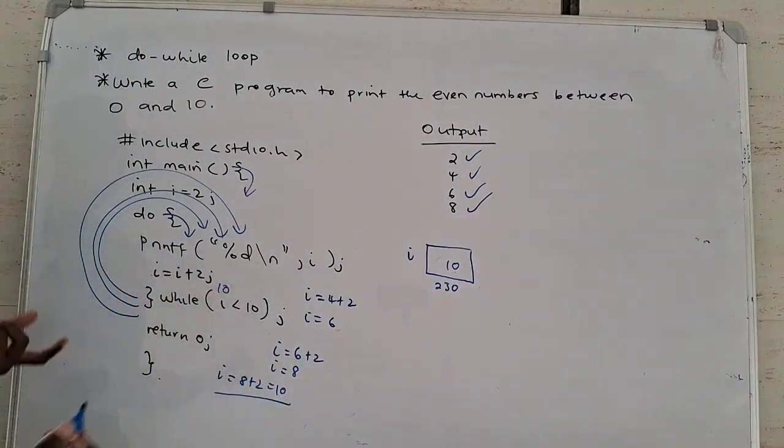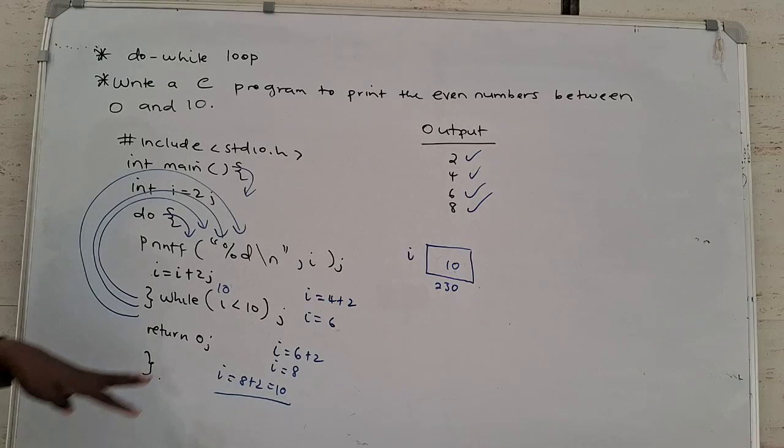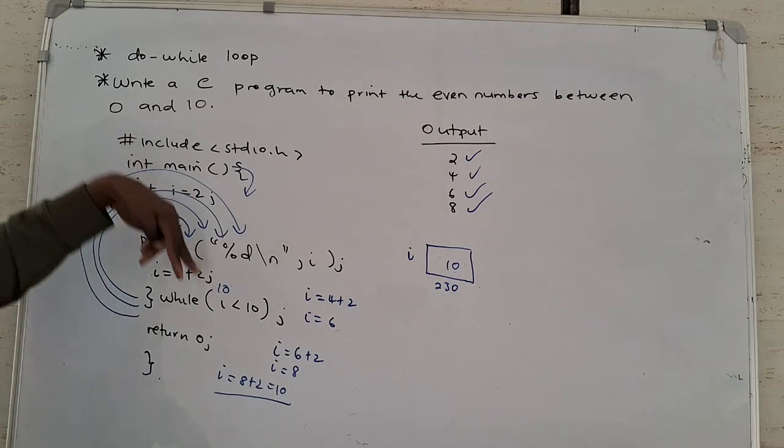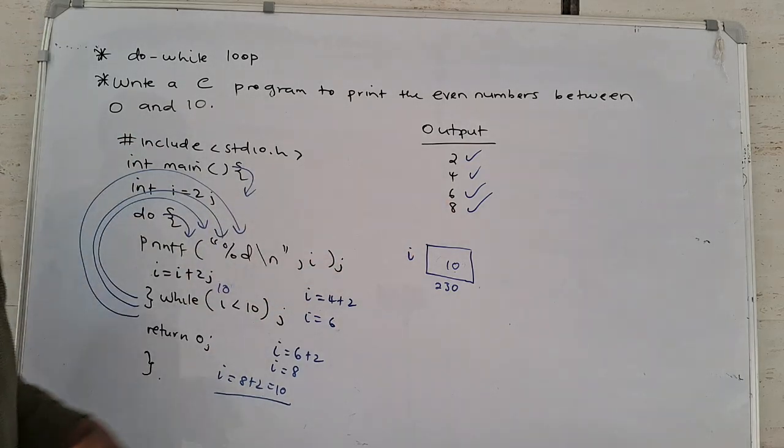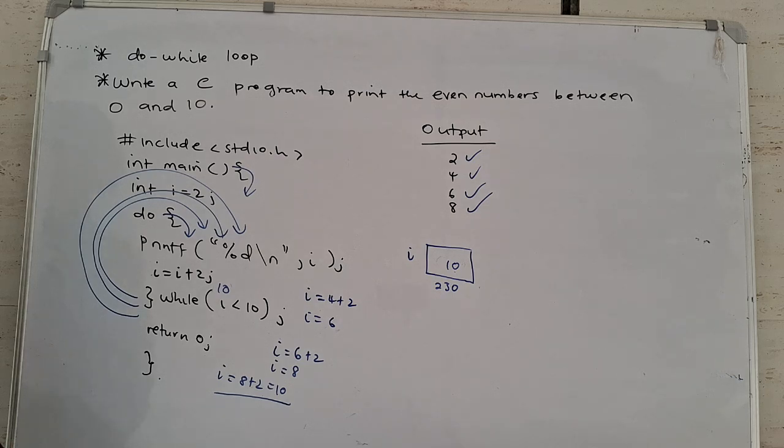Here I have 10. It is going to check. 10 is less than 10. This is false. So it is not going to enter. That's why 10 is not being printed in this program. So the program is over.